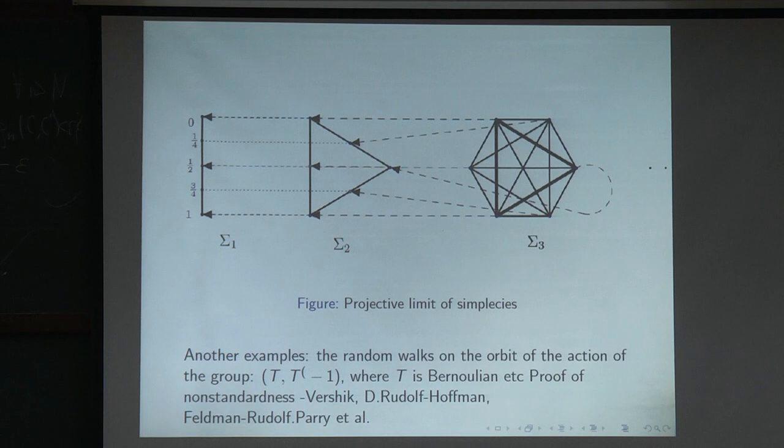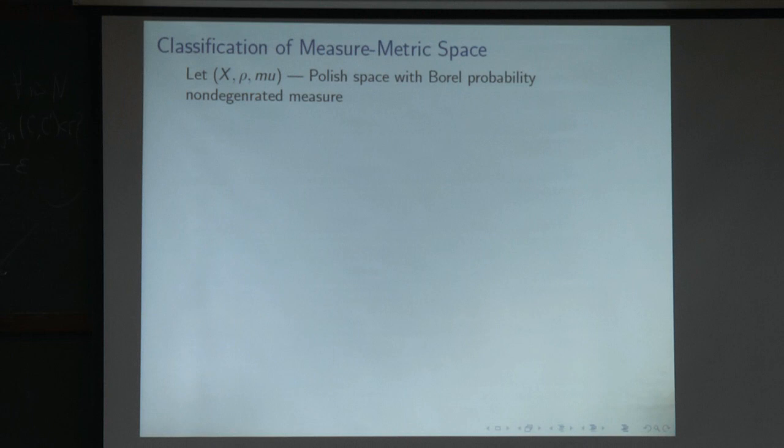And now, this is the end of my talk. I will tell you one example of how to apply the idea of the first lecture about the Gromov-Vershik classification of measure metric spaces to this case. This is the following. If you remember, if you have a measure metric space, then we correspond to this triple some random matrices.